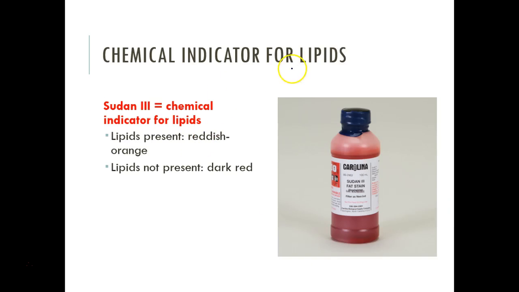The last type of chemical indicator we'll be using in this lab is for lipids, and Sudan 3 is our chemical indicator for lipids. When lipids are present, it's going to turn this bright reddish orange, so you're going to see a bright color, whereas if lipids are not present, you'll see more of this dark color, which you see right here. So all three of these chemical indicators undergo some sort of change when they are in the presence of a certain macromolecule. If there's no change in the chemical indicator, again, that shows you a negative test for that macromolecule.